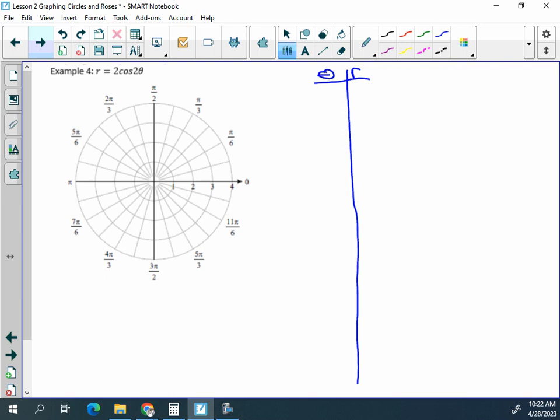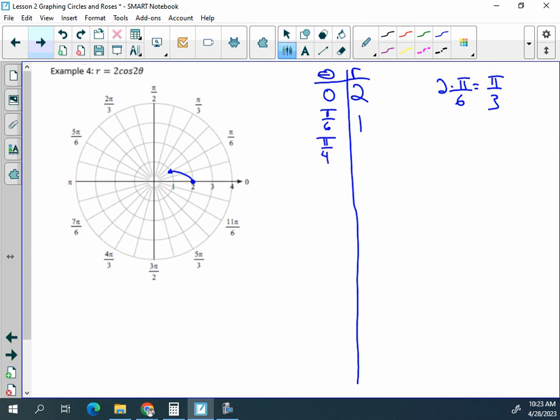So we're going to start with 0. 2 times 0 is 0, cosine of 0 is 1, and 1 times 2 is 2. Then we've got pi over 6. When we multiply pi over 6 times 2, that gives us pi over 3. The cosine of pi over 3 is 1/2, and 1/2 times 2 is 1. So at pi over 6, we're at 1. So far we've got that.